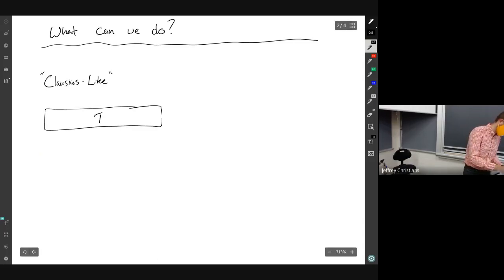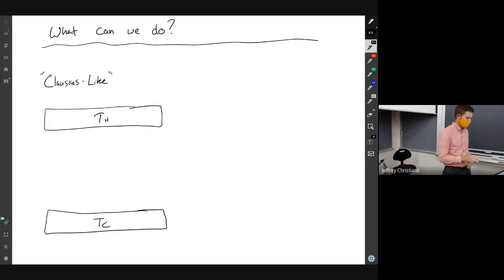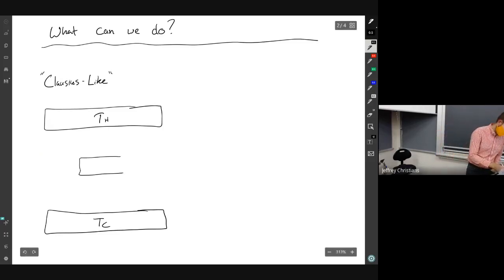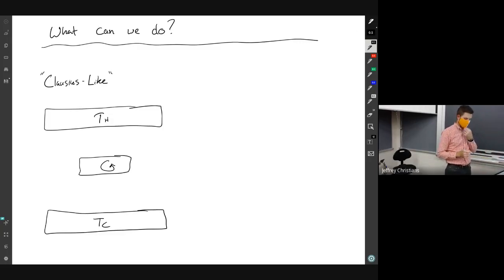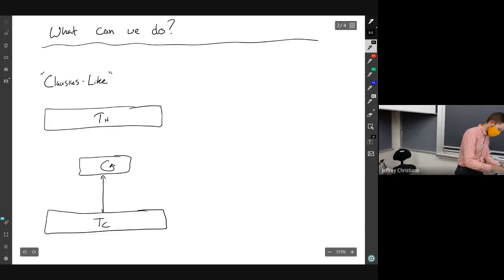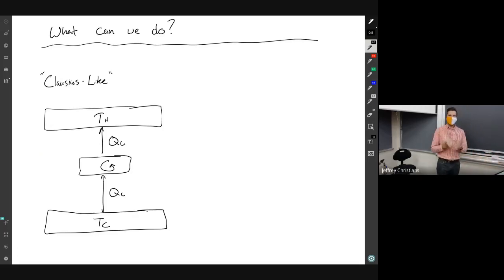what this said is we have a hot reservoir. Down here we have a cold reservoir. We have some black box, which is operating in a cycle. And what Clausius wants to do is take heat from our cold reservoir and pass that heat up into our hot reservoir. And that can't happen if there is no work input.